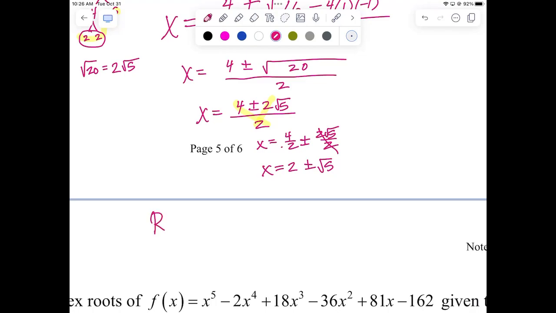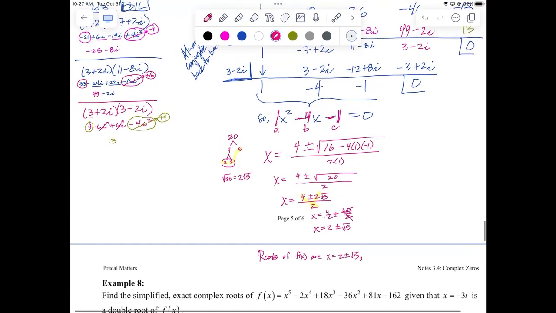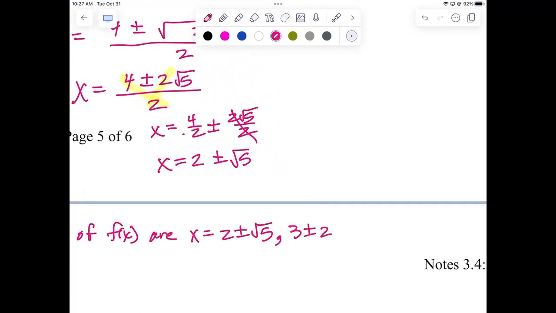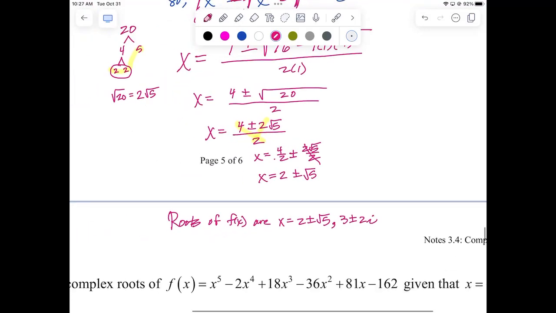So the roots of f, we can list them all now. The roots of f of x are x equals 2 plus or minus the square root of 5, and what are the other ones? 3 plus or minus 2i. If they're all M1s, you don't need to say that they're all multiplicity ones, but they all are M1s. We found 4 distinct roots. 2 of them are real, 2 of them are imaginary, and it's a 4th degree polynomial, so they all have to be multiplicity ones. You don't have to write that.